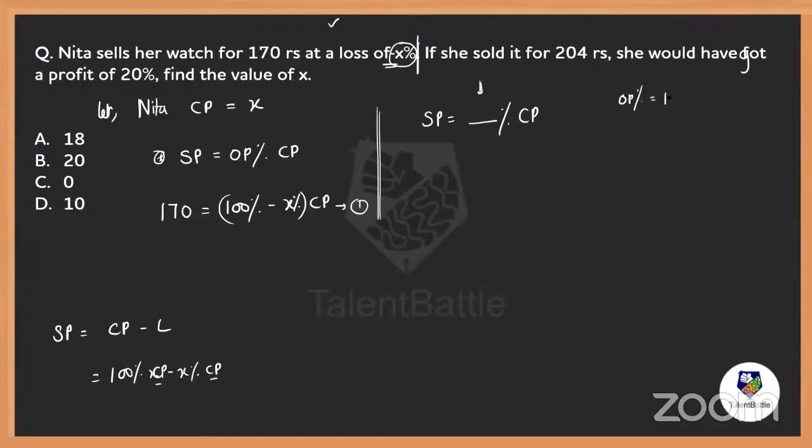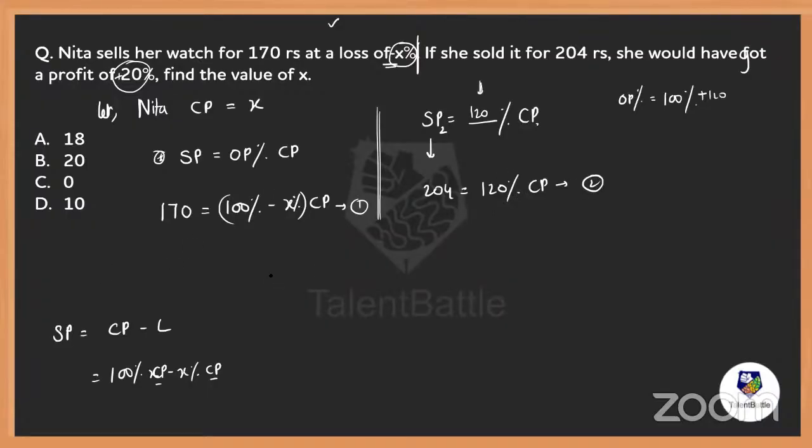Look, this time the overall percentage is 100% and she got a profit of 20%. So 100 plus 20 will give me 120% of our cost price. So this time the selling price 2 is how much, everybody? The selling price 2 is 204 rupees, which is 120% of cost price. Now again, everybody, CP is the same in both the cases, right?